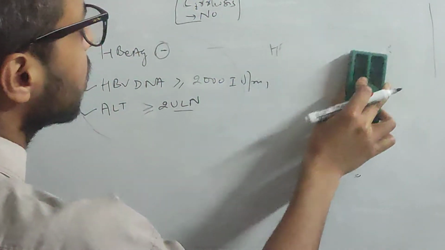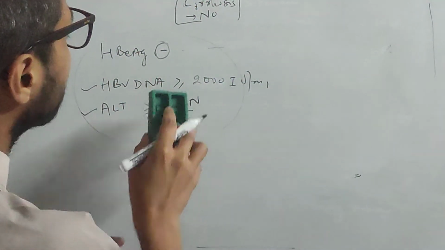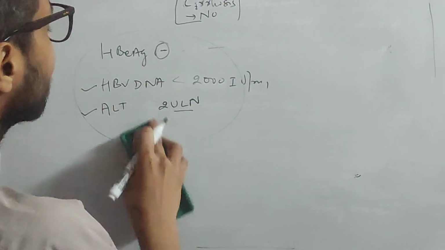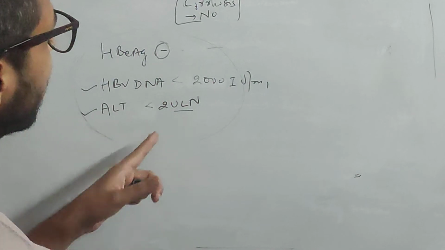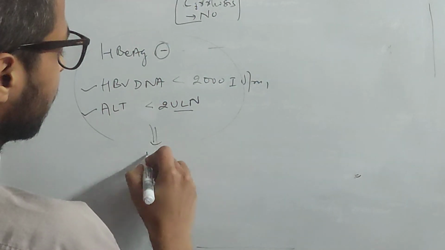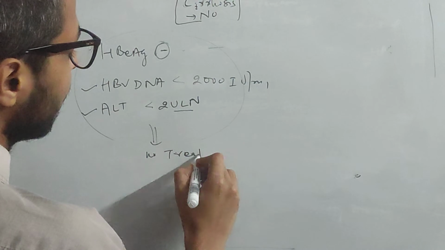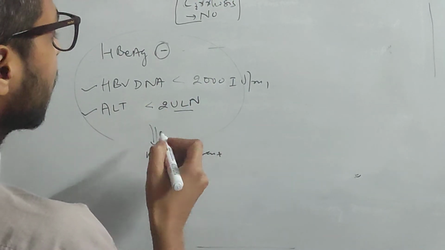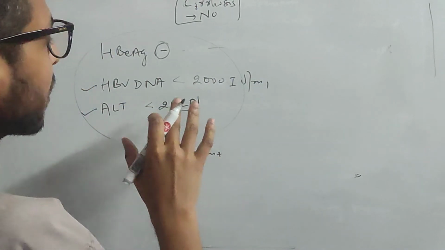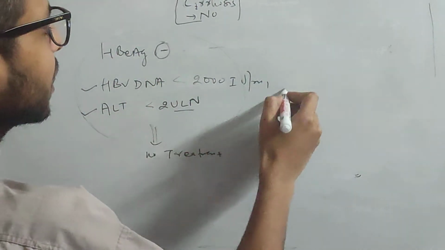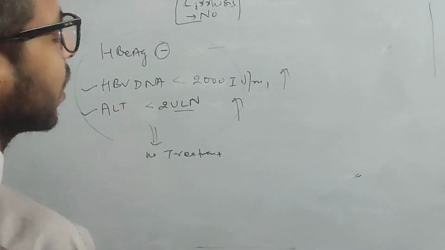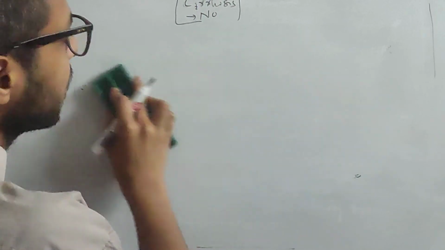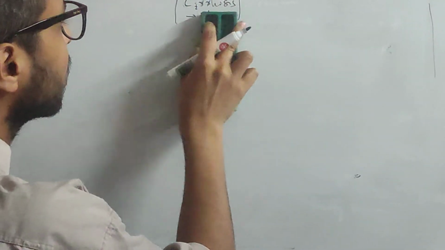And let me twist this again. So let's suppose this is negative, HBV DNA is less than 2000, and let's suppose ALT is also low. So here will you treat or not? No treatment. Why? Because viral load is low, ALT is low. But let's suppose if you observe the patient and the patient starts rising HBV DNA, rising ALT level, then you can start treatment. Otherwise, don't treat it. So till now we discussed non-cirrhotic patients.